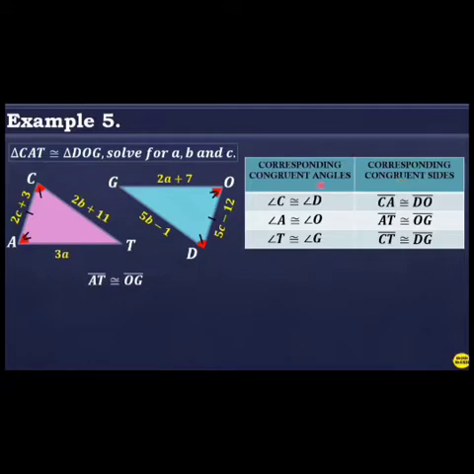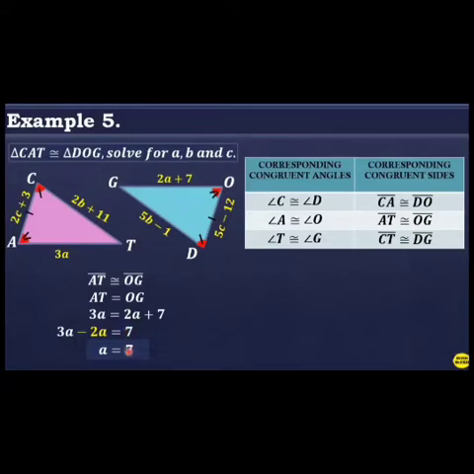So, let's solve first for A. For A, we have AT is congruent to OG. Therefore, since they are congruent, they are equal. Let us take the measure of AT, that is 3A. OG is 2A plus 7. Then let us solve. We have 3A minus 2A is equal to 7. So, we have A is equal to 7.